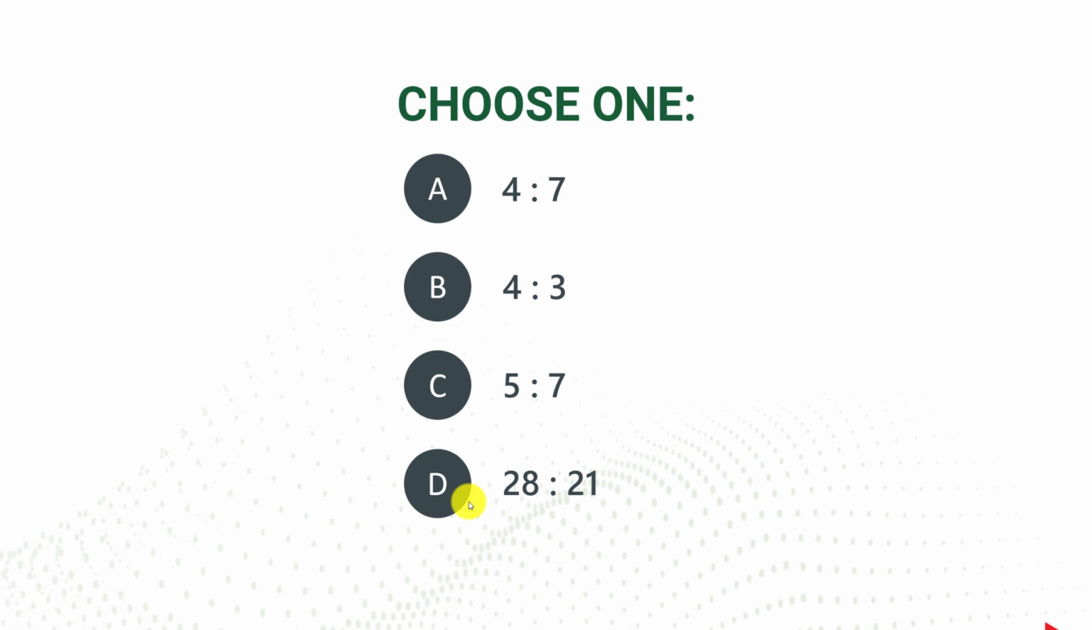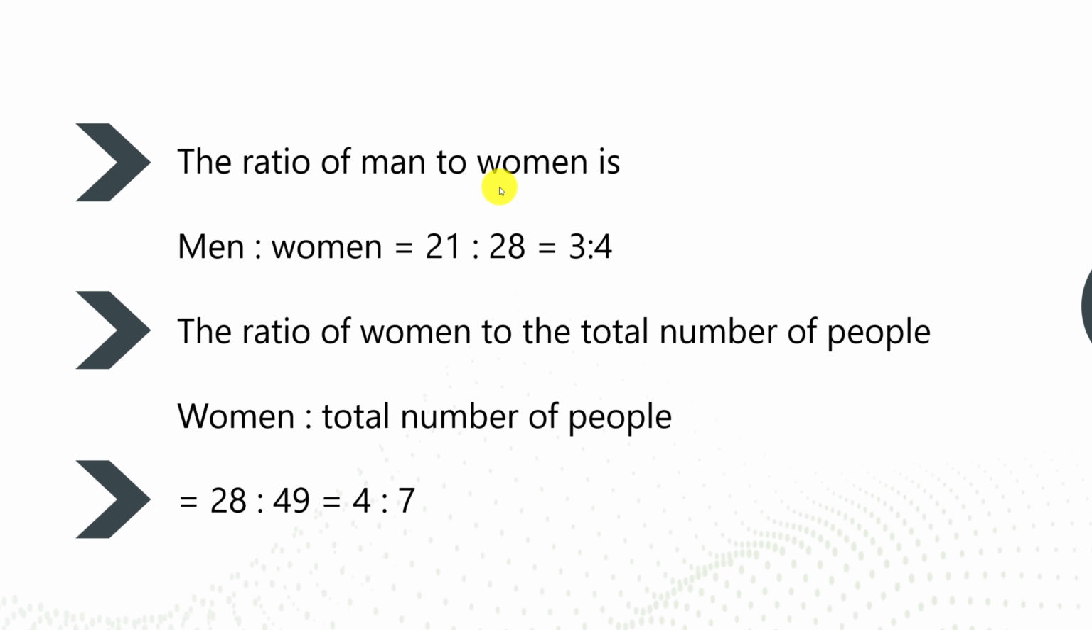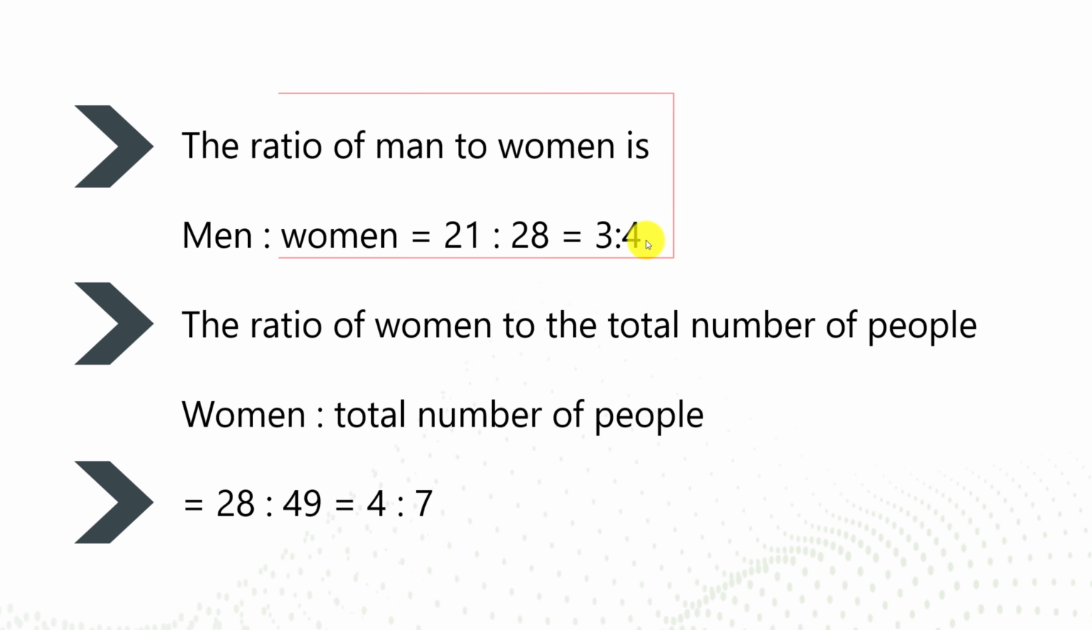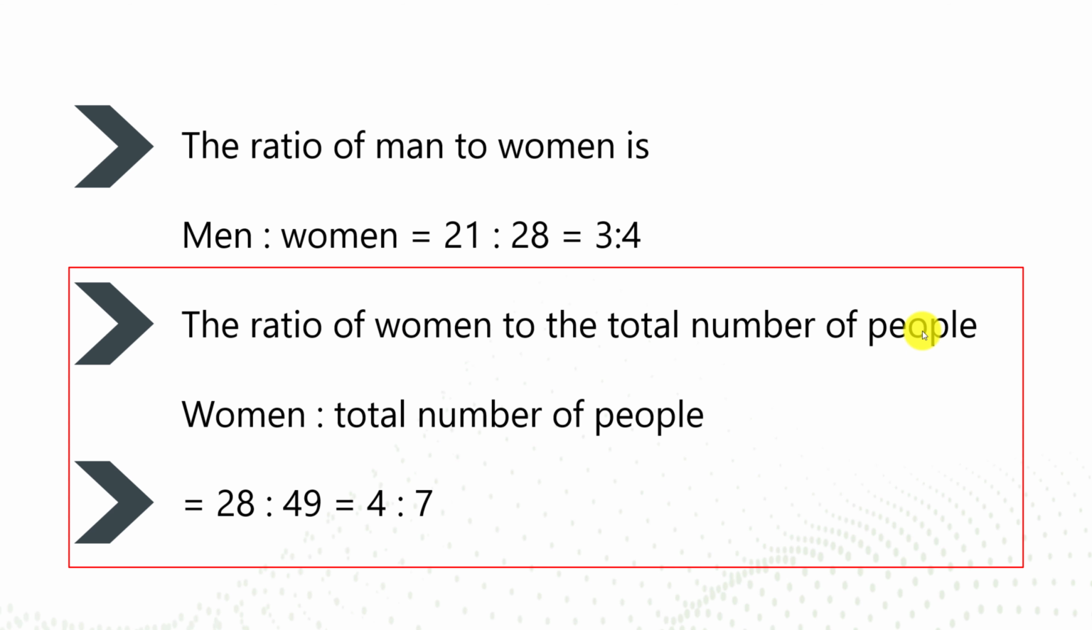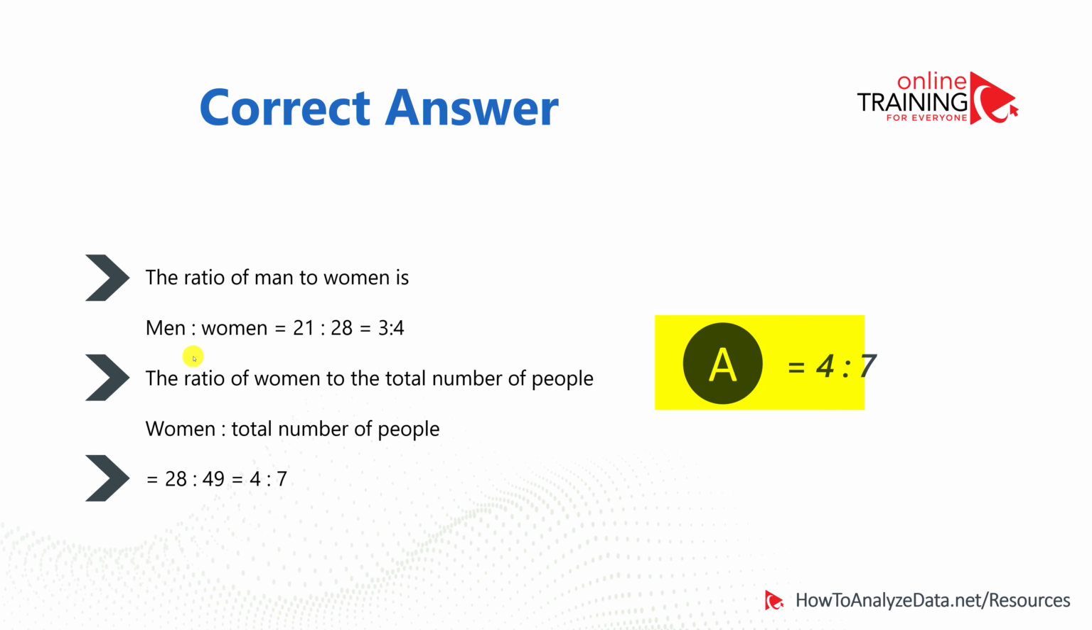The tricky part about this question is that there are choices B and D, which represent the ratio of women to men. But this is not what needs to be calculated here, because the ratio of women to total number of people needs to be captured. Let's look at the correct answer. Total ratio of women to men is 4:3, but the ratio of women to total number of people is 4:7, which is represented by 28:49, and 49 is calculated as the sum of all people, 28 women and 21 men. So the correct answer is A, 4:7. I'm pretty sure you nailed this question.